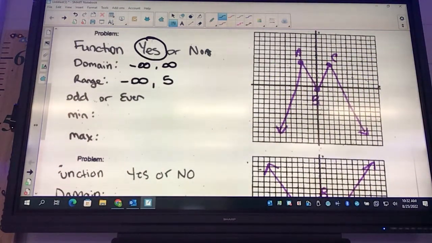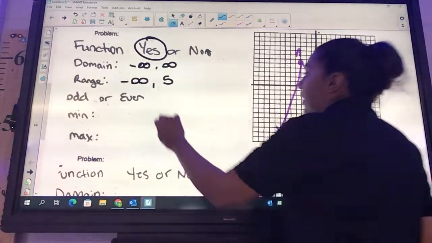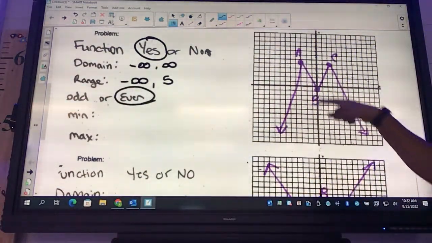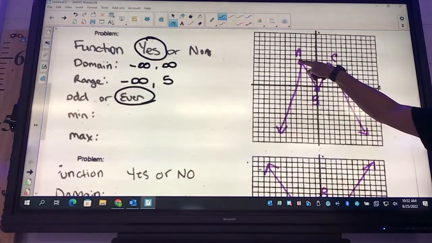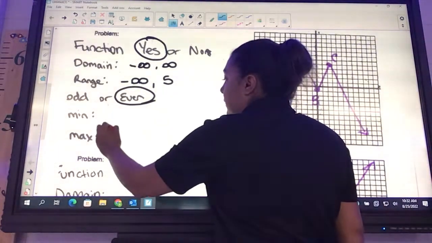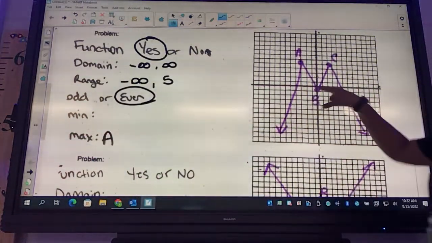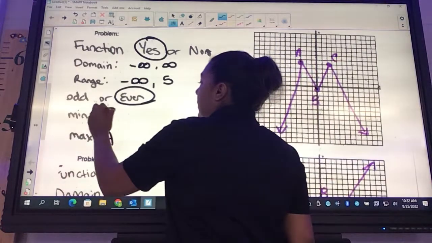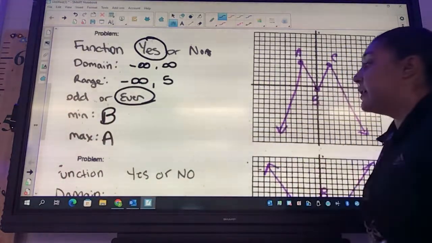Is this an odd or even function? Even. Okay, both the arrows are pointing the same way. Okay, now just start through your points. Point A, is that going to be a min or a max? Max. Yeah, so put it down at the max. Point B, min. Then C, max.